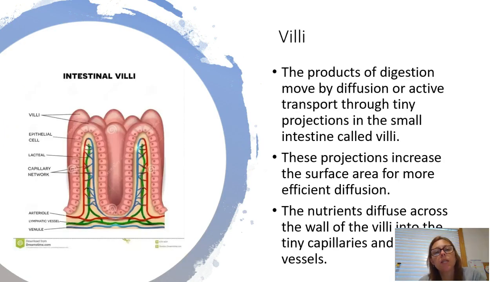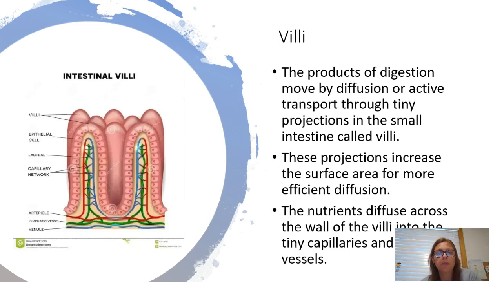Now, within our small intestine, it is highly folded. Again, this is to increase the surface area for the efficient transfer and transport of those nutrients from within the small intestine into our bloodstream, and they're called villi.